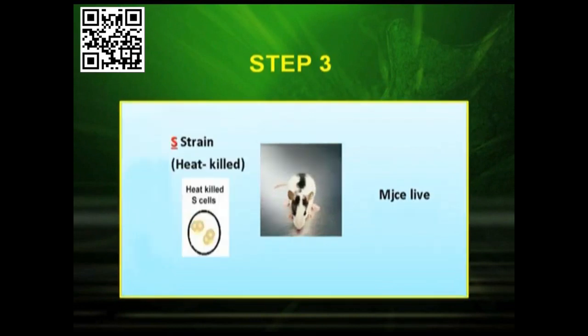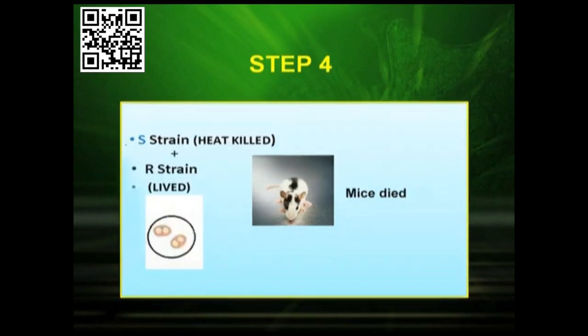In step 3, he injected heat-killed S strain. And what he found? He found the mice lived. In step 4, he mixed the heat-killed S strain with the living R strain. And to his surprise, he found the mice died.